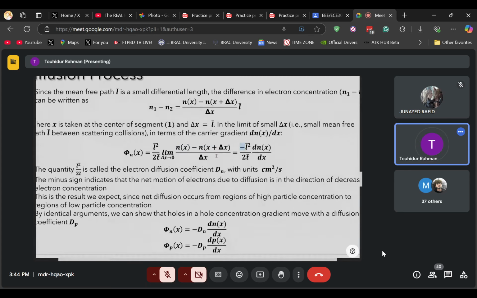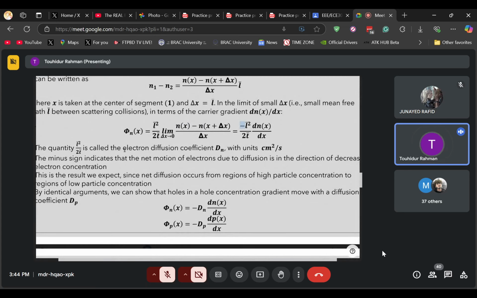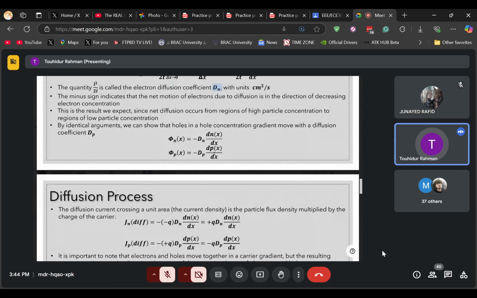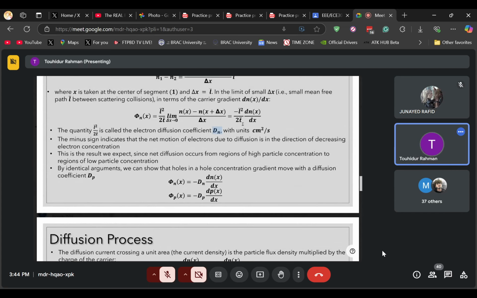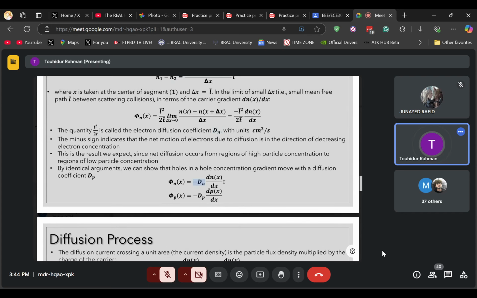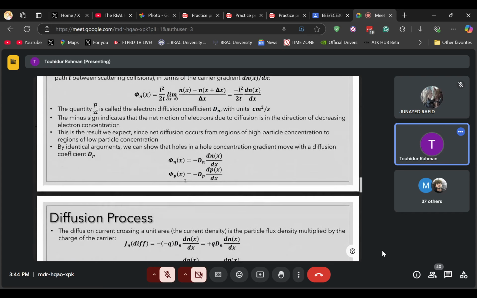Hope that makes sense. Now L square by 2t, we call it diffusion coefficient, that is given by Dn, just to make this equation simple, nothing else. We can derive the same expression. So if we replace L square by 2t with Dn, this is the form of the expression, and we can derive the same expression for holes, and it would look identical.